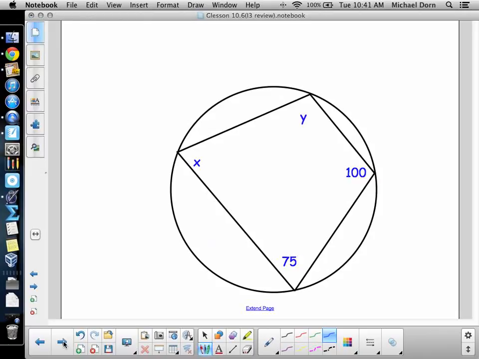Here's an inscribed quadrilateral. We know the opposite angles of an inscribed quadrilateral have to add up to what? 180. Are they going to be congruent? No. Clearly, this is obtuse, this is acute, not congruent. X is going to be 80, and Y is going to be 105. A little common sense goes a long way here, doesn't it? If we just look at it and think about it, we can usually come up with the right answer.